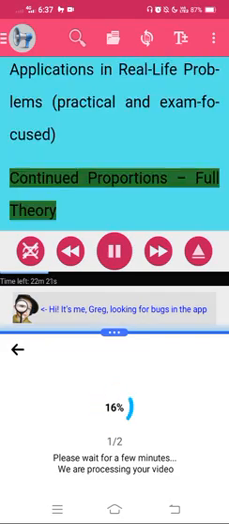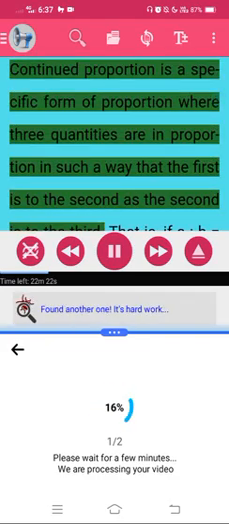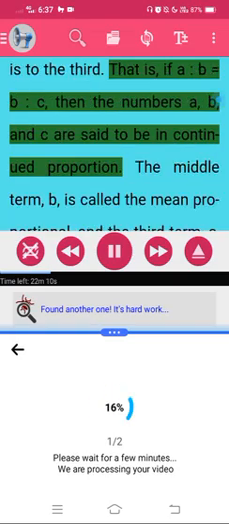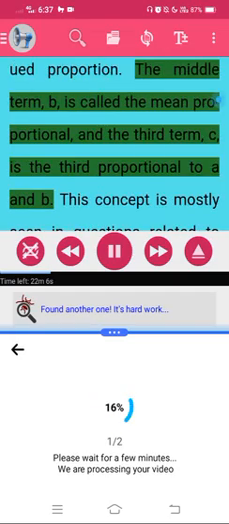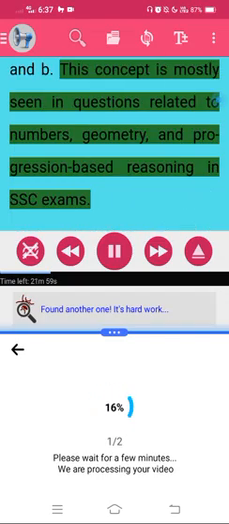Continued proportions, full theory. Continued proportion is a specific form of proportion where three quantities are in proportion in such a way that the first is to the second as the second is to the third. That is, if a:b = b:c, then the numbers a, b, and c are said to be in continued proportion. The middle term, b, is called the mean proportional, and the third term, c, is the third proportional to a and b. This concept is mostly seen in questions related to numbers, geometry, and progression-based reasoning in SSC exams.